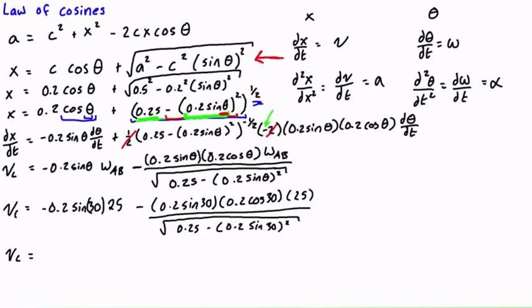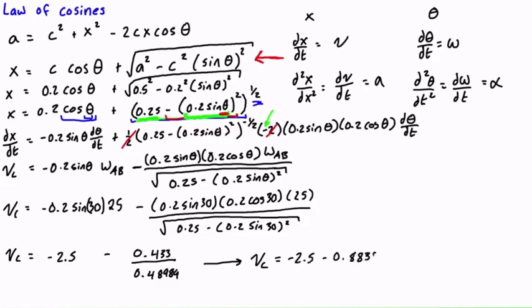Okay, so this all simplifies to VC is equal to negative 2.5 minus 0.433 over 0.48989. And if we just come over here, we can simplify it further for VC is equal to negative 2.5 minus 0.88386. And lastly, we can just calculate that as VC is equal to negative 3.38 meters per second. And that negative sign indicates that it is just going to the left-hand side. So VC is equal to 3.38 meters per second to the left.